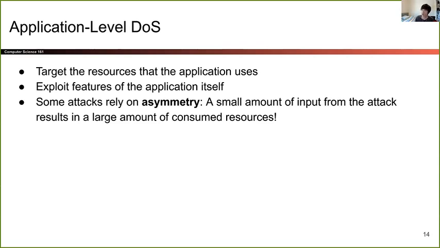Asymmetry is a really powerful tool for DOS attacks because it means that a small amount of input will generally result in a large amount of resources consumed. So if I can send a tiny piece of data and that data causes a really long computation, for example, that's going to be asymmetrical because it's just a little bit of input versus a large amount of output. This is definitely favoring the attacker.